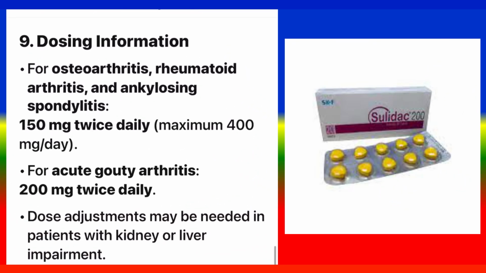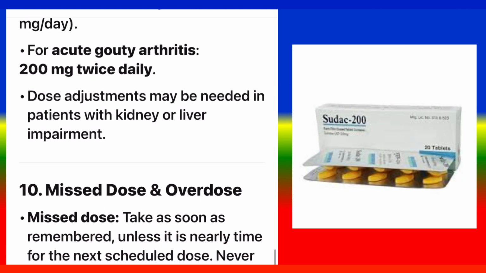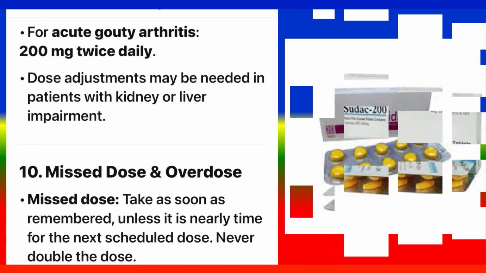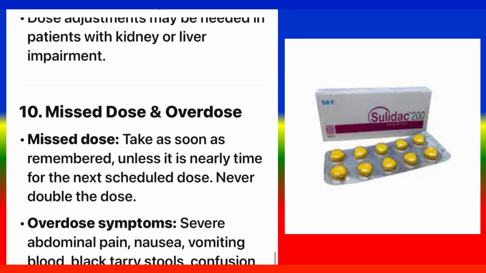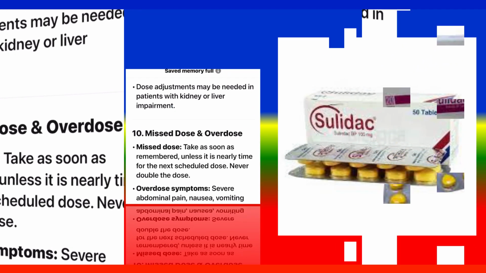9. Dosing information. For osteoarthritis, rheumatoid arthritis, and ankylosing spondylitis, 150 milligrams twice daily, maximum 400 milligrams per day. For acute gouty arthritis, 200 milligrams twice daily. Dose adjustments may be needed in patients with kidney or liver impairment.